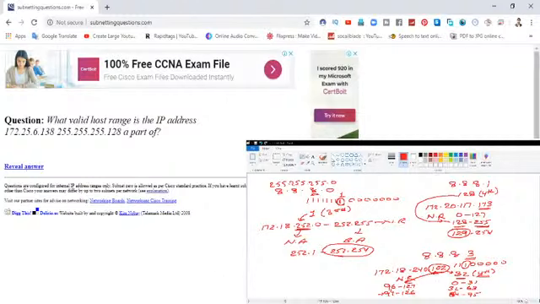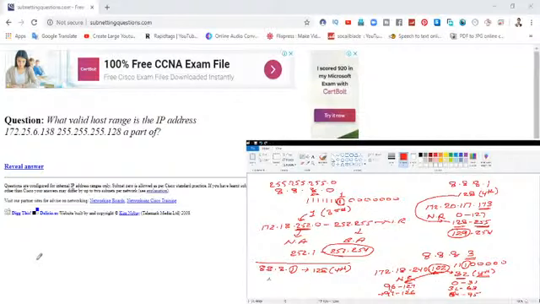The last question of today's explanation is, what is the valid host range of the IP address? Here we have to give the valid host range. We have 128 in the last octet of the subnet mask. 1 bit on in the last octet means we have a jump of 128 in the fourth octet. The value of the first bit is 128.